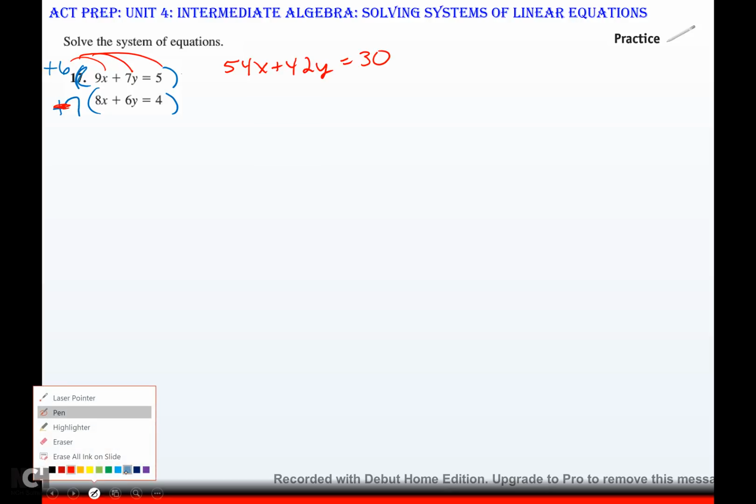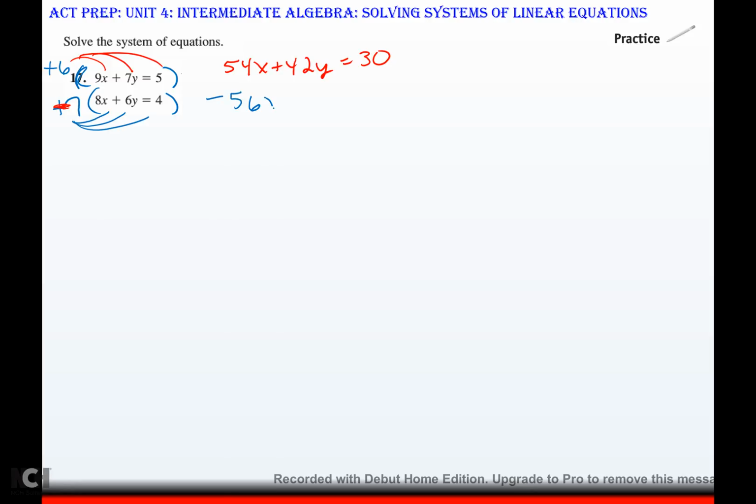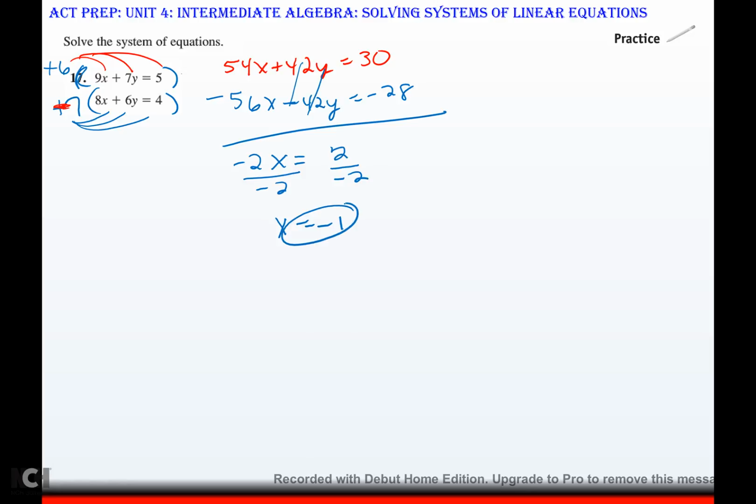On bottom, distribute the -7, which would be -56x, -42y, -28. And now when I add, the y's cancel. 54 take away 56 is -2x. 30 take away 28 is 2. Divide by -2, divide by -2, I get x equals -1.